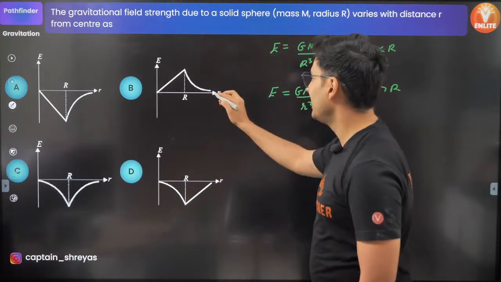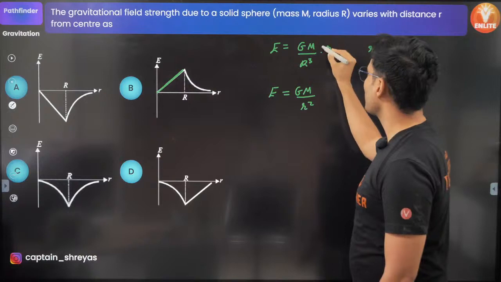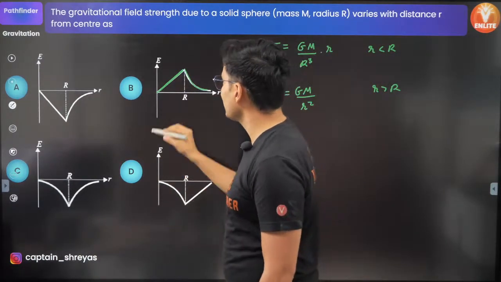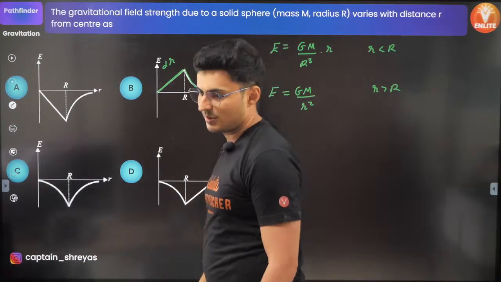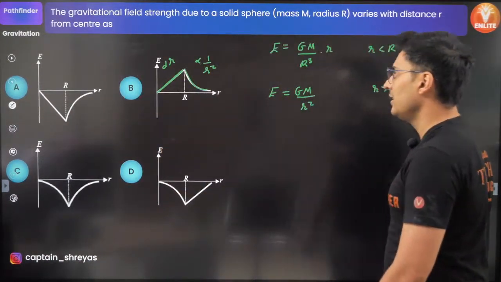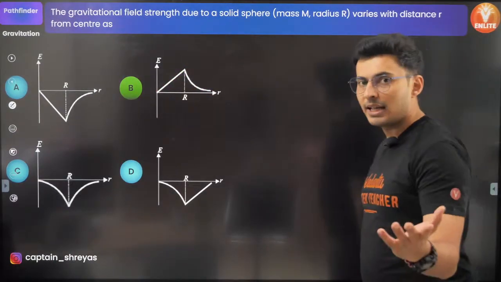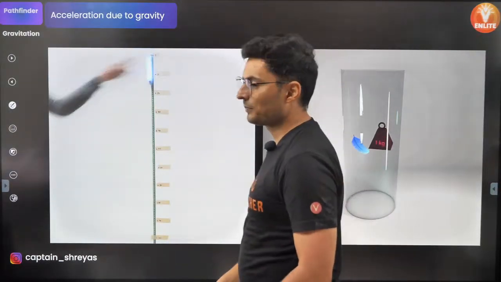Option B? Yes, it is option B. You can see it's a straight line. This is proportional, and here it is inversely proportional. You can see that. Here it is proportional to r. Here it is inversely proportional to r square. That's it. Done. You can see it right over here. Very good. Excellent. Amazing. Moving on to the next one.